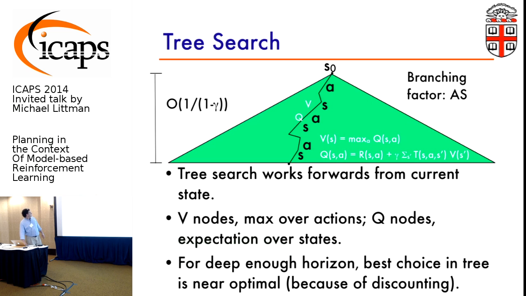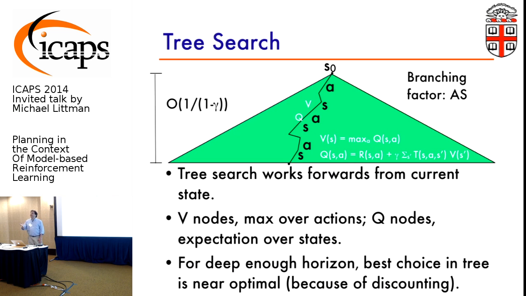So tree search is a good one. What does tree search say? Tree search says at any given moment in time, I'm at some state, and I'm going to look forward from that state and say, what are the different actions I can take? What are the different outcomes of that action? If I look far enough into the future, I can make an action now that is guaranteed to be close to optimal. So that's a great idea in that it's a terrible idea.